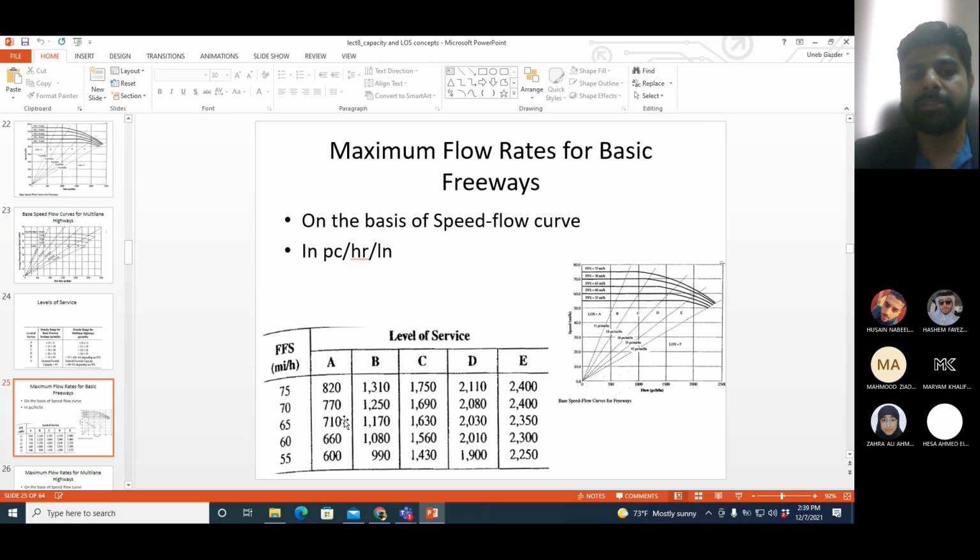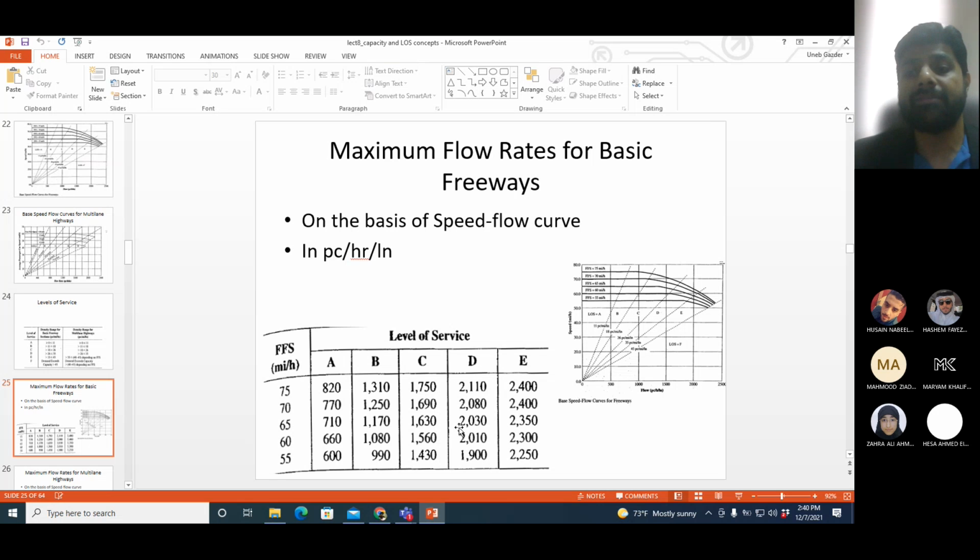This table is saying if the free flow speed is 65, then the maximum service flow for A is 710, for B it is 1170, and for C it is 1630, and so on. Now I can compare my volume with these flow rates, and then I can decide about the level of service.